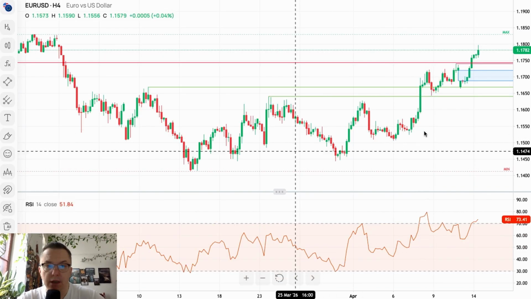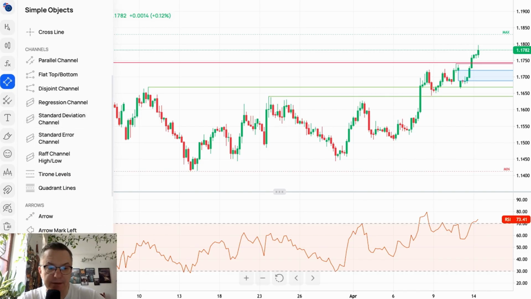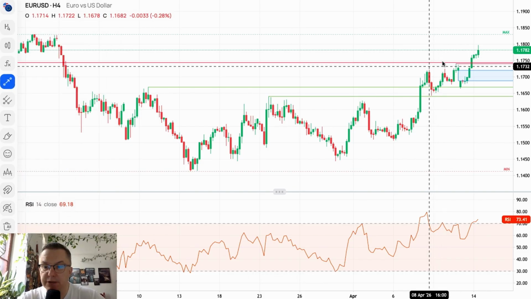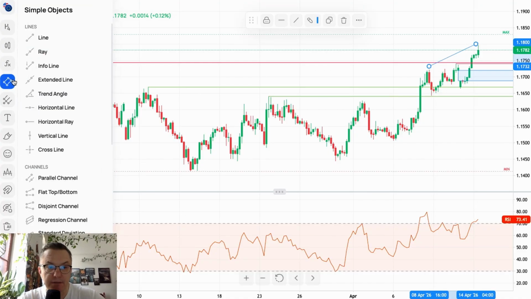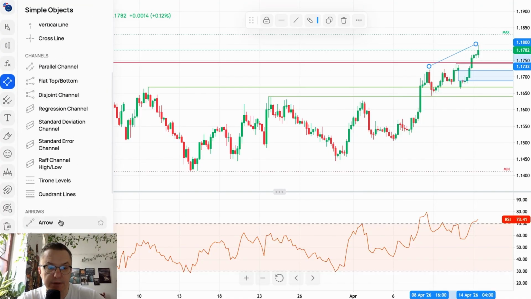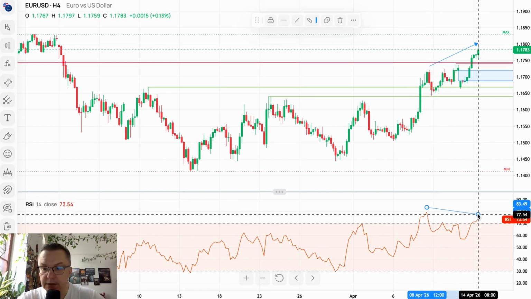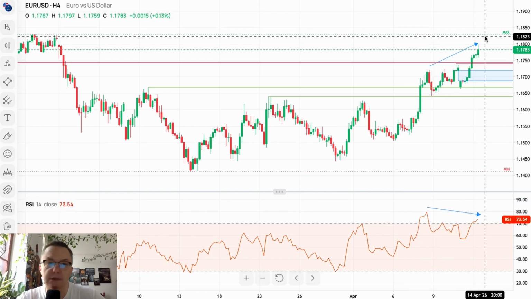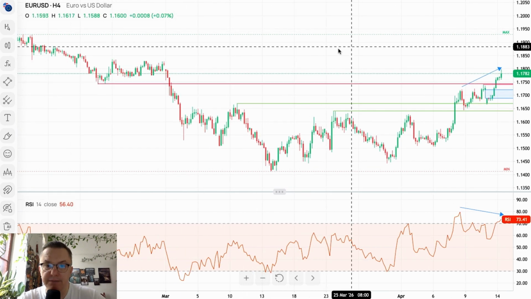Nevertheless, as you can see, we have something that we really like during the analysis, we have bearish divergence between the RSI, right, and the price. What is the price doing and what is the RSI doing? So we got the bearish divergence.